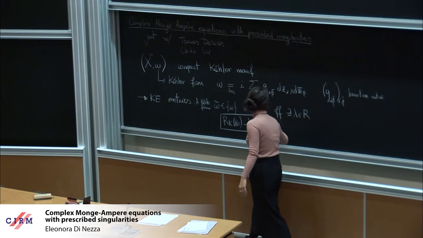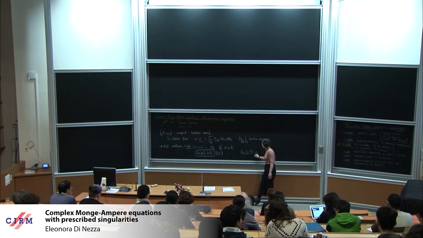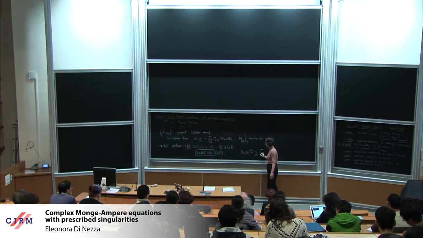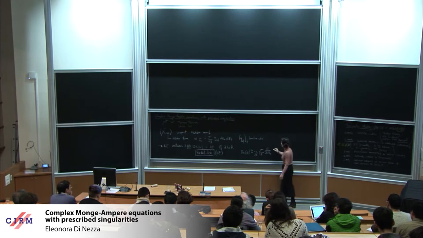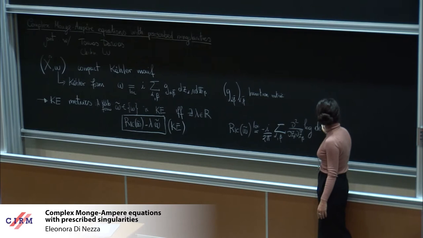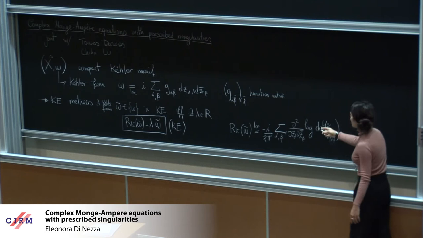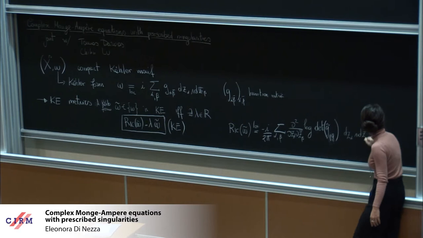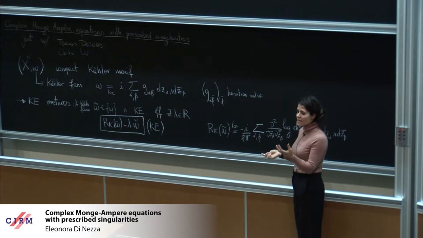Let me also remind you that the Ricci form of omega tilde locally is written as a normalization coefficient times the sum over alpha and beta bar of the second derivative, d over d zeta alpha d zeta bar beta, of the following function: the log of the determinant of the Hermitian matrix g tilde associated with omega tilde. And then I need the Ricci to be a (1,1) form, so here I add d zeta alpha wedge d zeta beta bar. So from these two local expressions, we can see that the Kähler-Einstein equation is an identity between differential (1,1) forms.